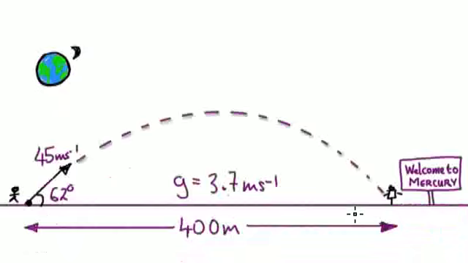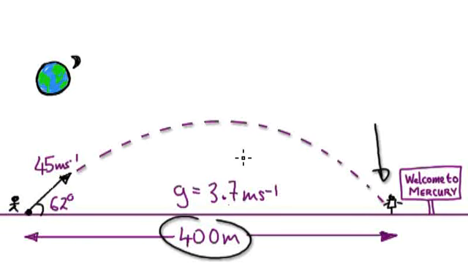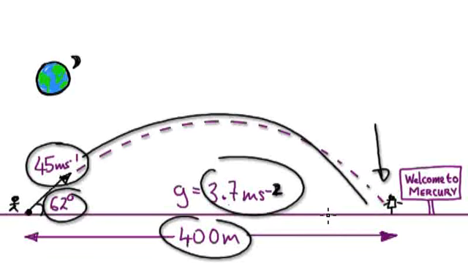Okay, let's give you guys some more practice. So now we are on Mercury. The scarecrow is 400 meters away. Gravity on Mercury is 3.7 meters per second squared, and we're going to fire the cannonball at 45 meters per second at an angle of 62 degrees. So this time, will we be able to hit the scarecrow?